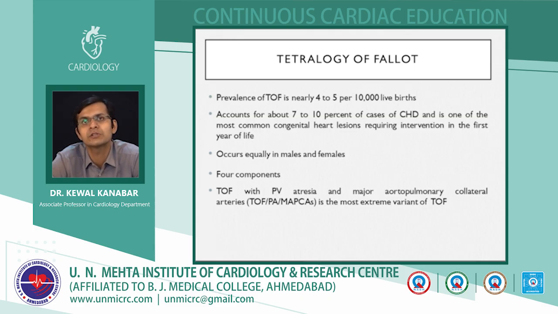It basically has 4 components. There is usually a large non-restrictive VSD, usually with bidirectional shunting. There is severe right ventricular outflow tract obstruction, that is infundibular and valvular pulmonary stenosis. There is overriding of the aorta, and consequent to the RVOTO, there is right ventricular hypertrophy. A 5th component in pentalogy of Fallot is when they have a tetralogy with an ASD.